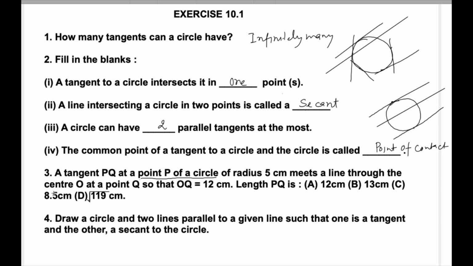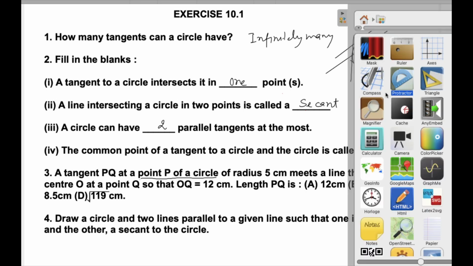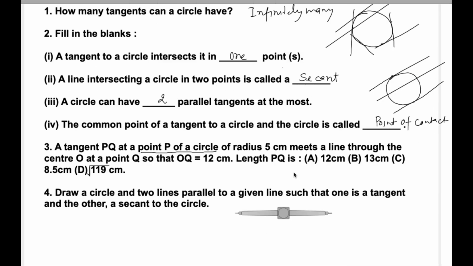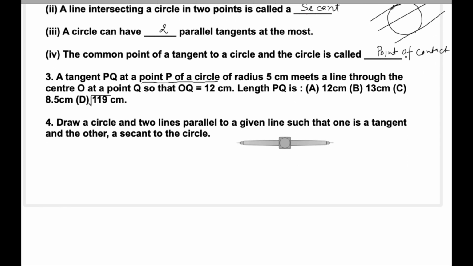It meets a line through the center O at a point Q. So there is a line which is passing through center O, and it is meeting at a point Q, and OQ is 12 centimeters, which is given. The length PQ is what we are supposed to find. So we can draw a circle and see how this picture will look.